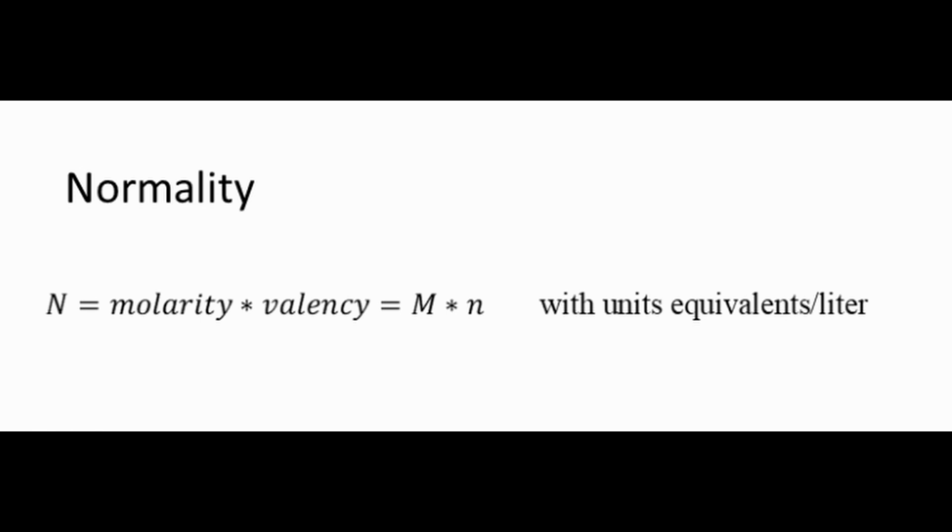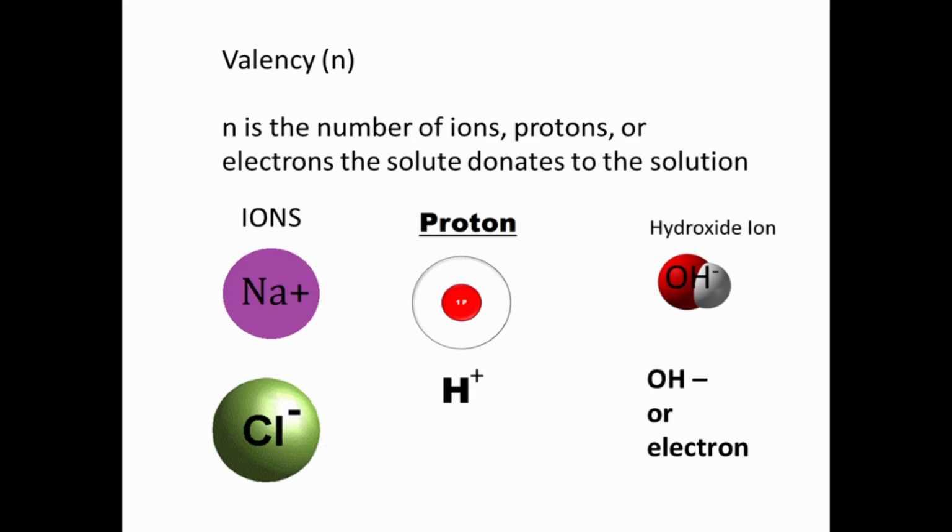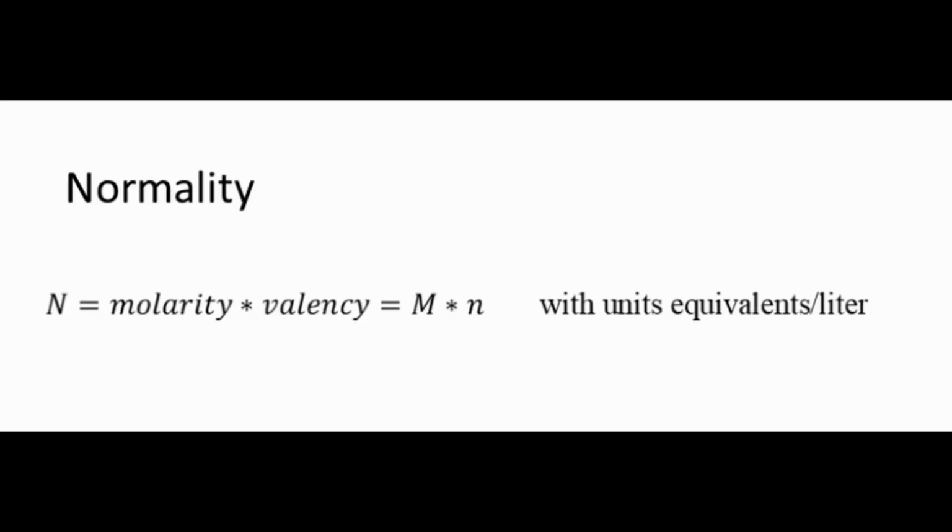Normality might be more simply defined by the molarity of the solution multiplied by the valency of the solute. Valency is just the number of ions, protons, or electrons a molecule of solute gives up to the solution. Valency has units of equivalents per mole. The equation of normality in terms of molarity is shown. Normality equals molarity times valency.